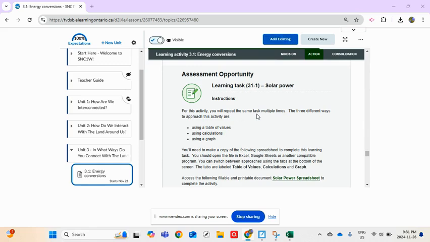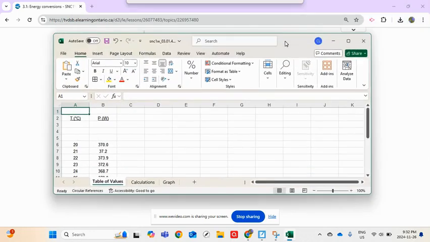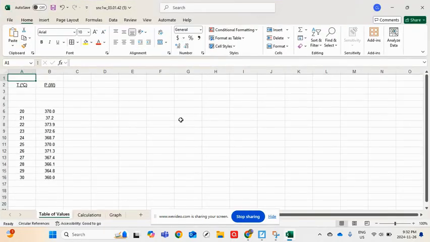For this activity, you're going to repeat the same task multiple times, and there are 3 different ways to do this. You are going to download this solar power spreadsheet. When you do that, make sure you are opening it up in Excel or Google Sheets, something that has the power to open it fully. So here we go. Here is what I have downloaded it previously.